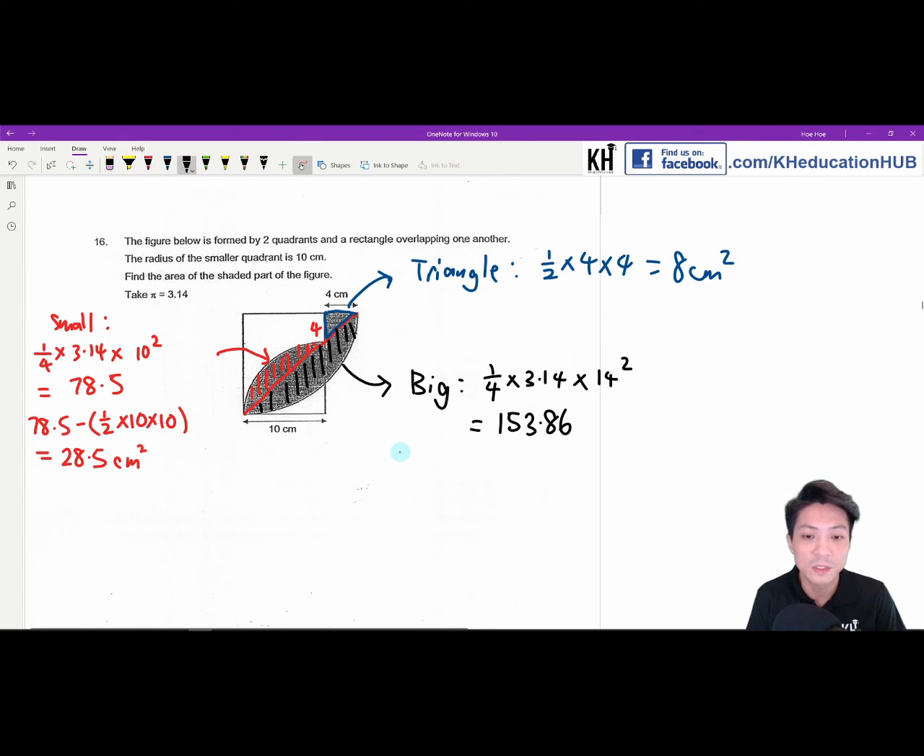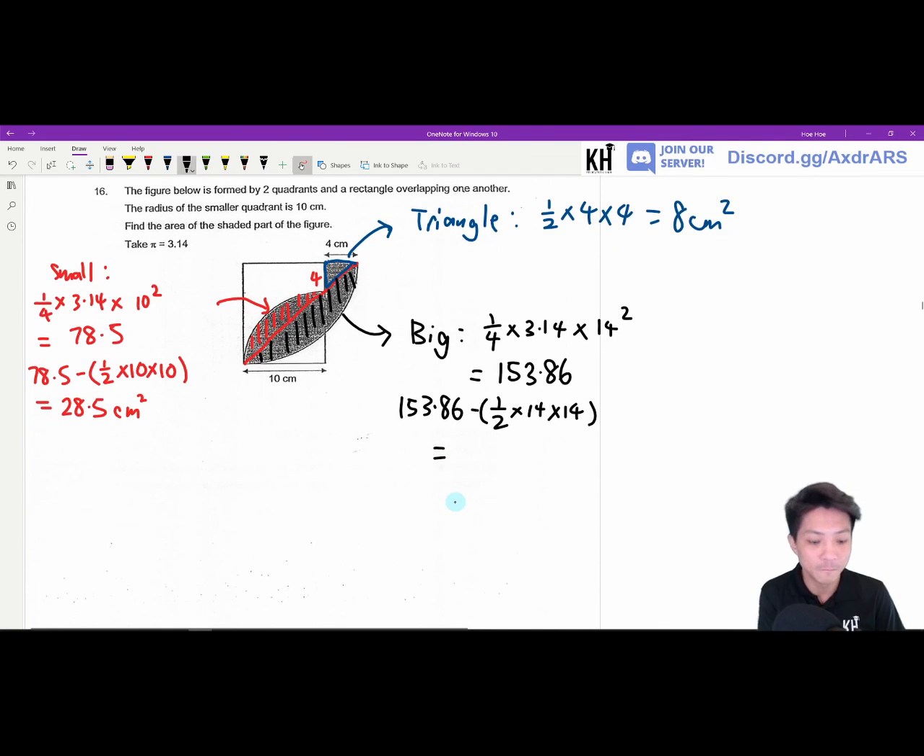It will be 153.86. So next thing that I'm gonna do is, 153.86, I'm gonna minus away the triangle, half times 14 times 14. Okay, this is going to be 55.86 square cm.